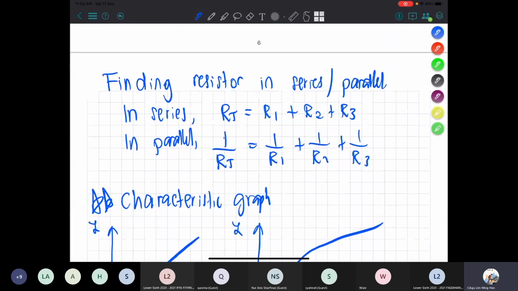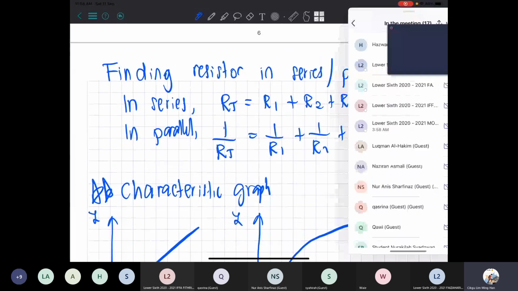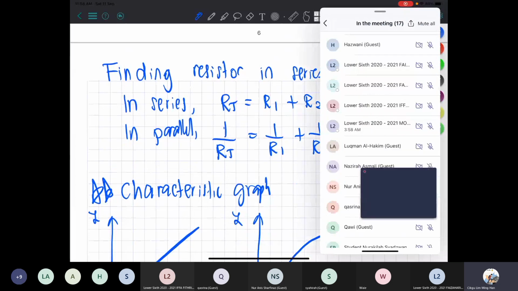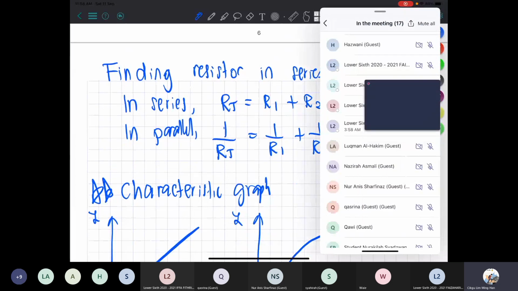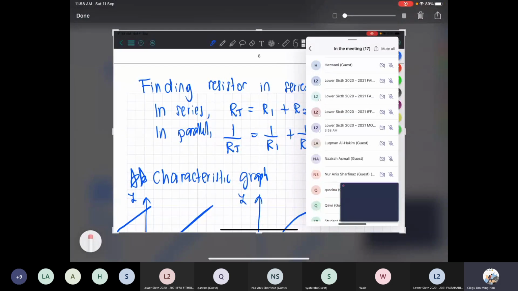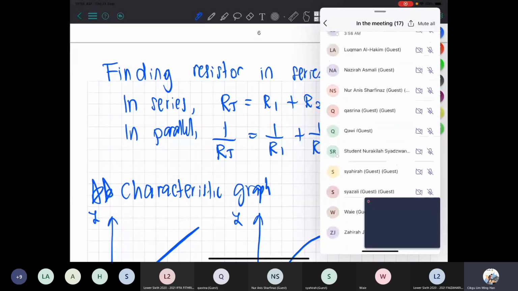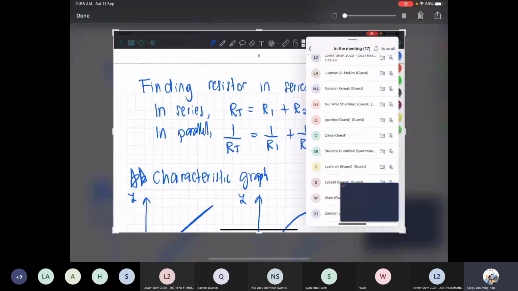Alright, next one we have what do you hear? Oh, someone left already. Next one we have resistor. Wait, I take a quick attendance here. So I can check afterward. There's another one over here for attendance purpose.